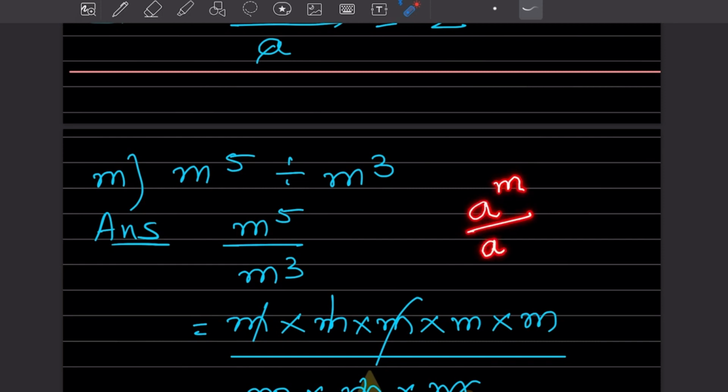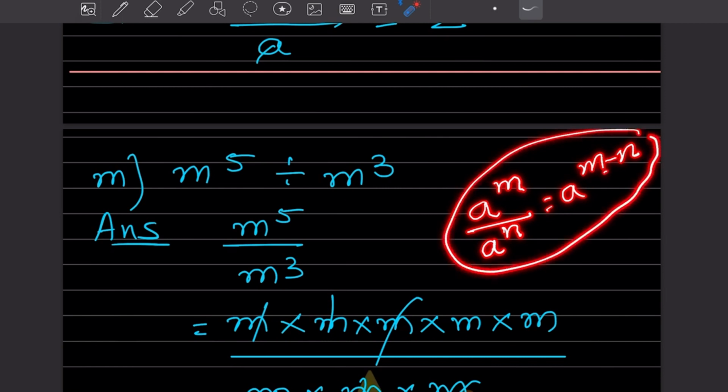A raised to m divided by a raised to n is a raised to m minus n. This is the standard rule for exponents. If you follow this rule, you can also write m. The base is the same, isn't it? Here a is the base and this is the power. So what are you going to write? 5 minus 3, that is m raised to 2. This also can be done. This is one of the ways.